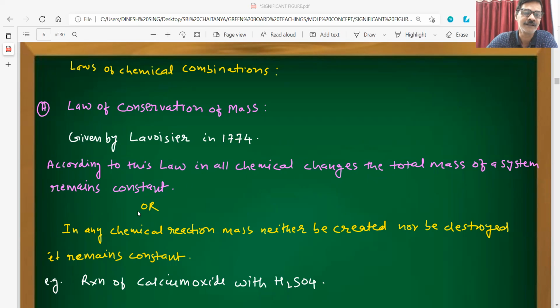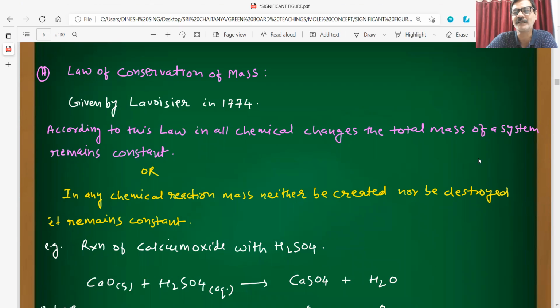In another way, we can define it: in any chemical reaction, mass can neither be created nor be destroyed, it remains constant. So if we are going to do any chemical reaction, whatever mass of reactants we are taking, after completion of the reaction the same mass of products will form. This is called the law of conservation of mass. Suppose 20 gram of reactants are taken, the product will be exactly 20 gram. It can be neither less than 20 gram nor greater than 20 gram.